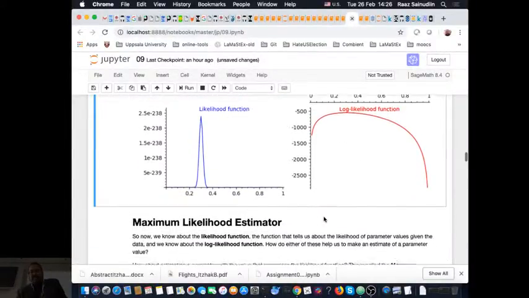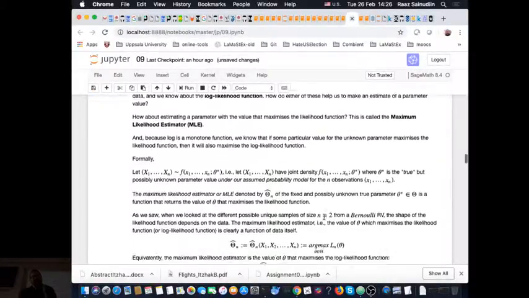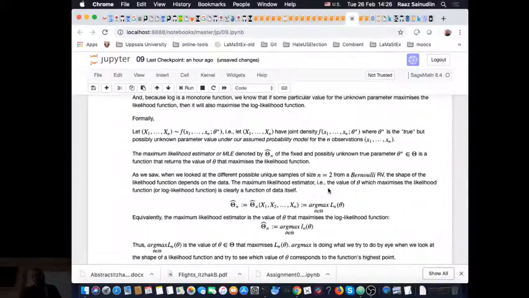With that insight, let's get into maximum likelihood estimation in more detail. Estimating a parameter with the value that maximizes the likelihood function is essentially the maximum likelihood estimator. And because the log is a monotone function, the argmax is preserved. That's all I'm saying here. So maybe I should put a box here.